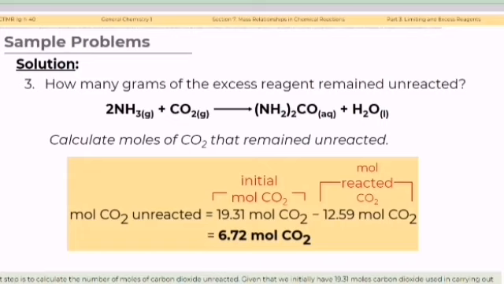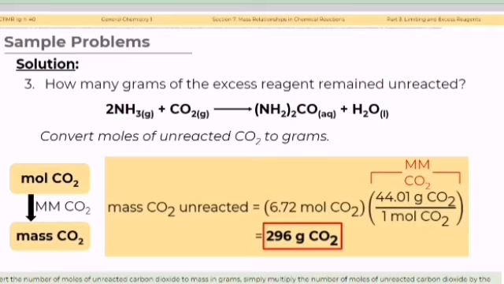The next step is to calculate the number of moles of carbon dioxide remaining as excess reactant. Given that we initially have 19.31 moles of carbon dioxide used in carrying out the reaction, let us take away the 12.59 moles that have been used up. The difference is 6.72 moles, which is the amount of carbon dioxide that remains unreacted.